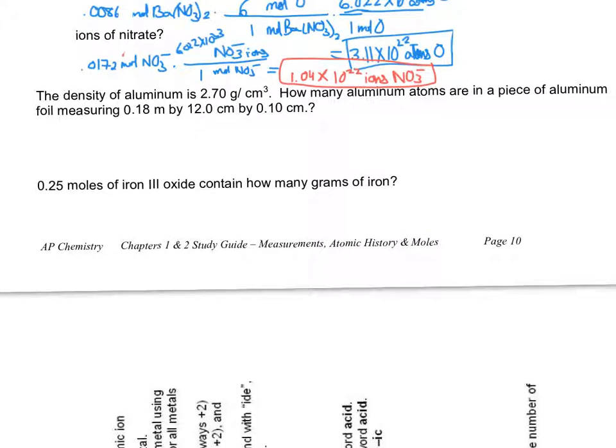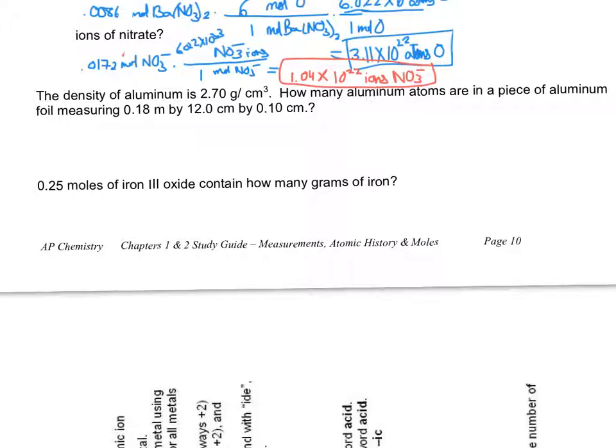All right, let's take a look at the next question. It says the density of aluminum is 2.7 grams per centimeter cubed. How many aluminum atoms are in a piece of aluminum foil measuring 0.18 meters by 12 centimeters by 1/10 of a centimeter? So at first glance, it's like, what does that have to do with moles? But let's see if we can figure this out.